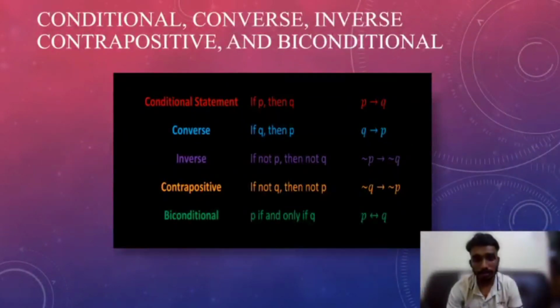Continue with conditional, converse, inverse, contrapositive, and biconditional. The conditional statement is if P then Q. After that, the converse is if Q then P. Inverse is if not P then not Q. Contrapositive is if not Q then not P. And finally, the biconditional is P if and only if Q.